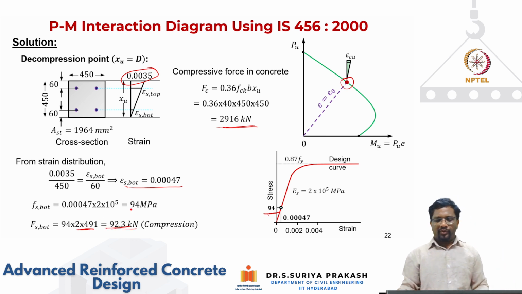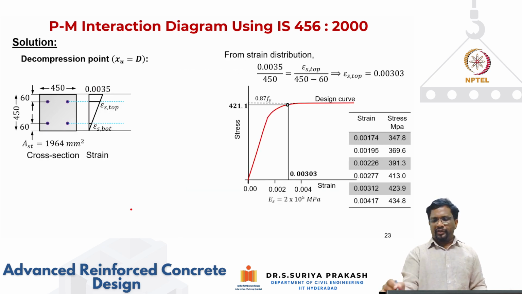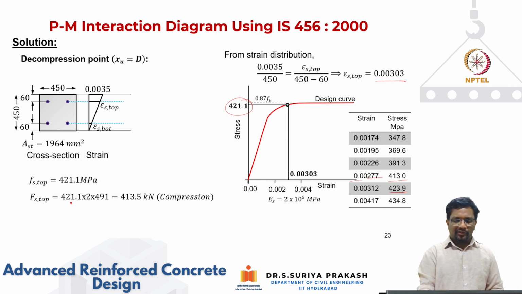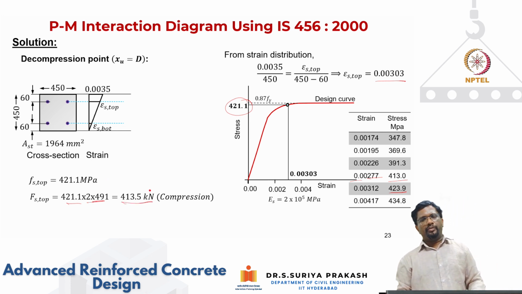that gets a compression of 92.3 kilonewton. Now, what would be the top strain? Again, top strain is 0.00303, somewhere between this and this, 413 and 423. If you do that, you get a value of 421.1 megapascal. Then you can calculate force in the top steel as stress multiplied by the area, which is 2 into 491. Then you get a compression force of 413.5 kilonewton.